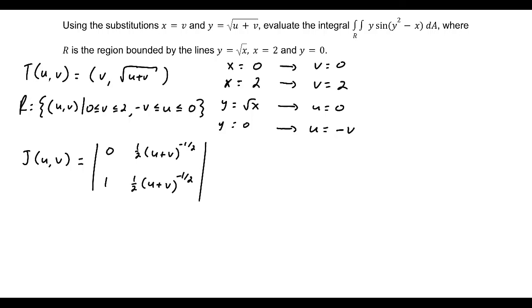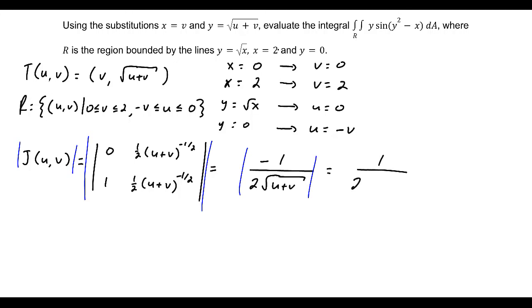Now, when we take the determinant of that matrix, finding our diagonal products, this is going to be equal to negative 1 over 2 square root of u plus v. Now we are going to want the absolute value of this, which is not to be confused with the determinant. The absolute value of that will be equal to 1 over 2 square root of u plus v.